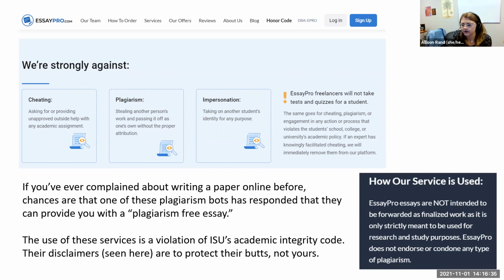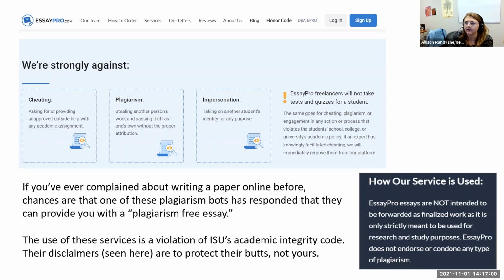They're not intended to be forwarded as finalized work. They're only strictly meant to be used for research and study purposes. We do not endorse or condone any type of plagiarism. But these disclaimers are essentially to protect them, not to protect you. If you as a student take one of these essays that they have written and you turn it in, that is considered plagiarism, an academic integrity violation.